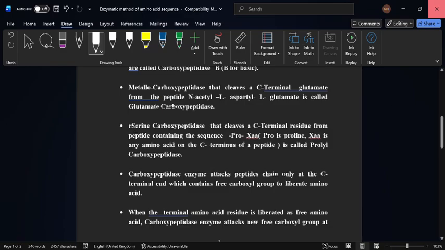Now another one is serine carboxypeptidase that cleaves a C-terminal residue from a peptide containing the sequence PRO-XAA, where PRO is proline and XAA is an amino acid on the C terminus of a peptide, and it is called prolyl carboxypeptidase.